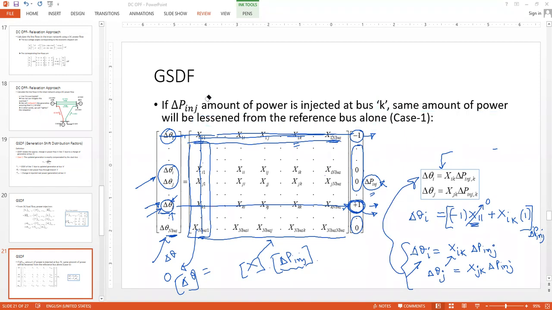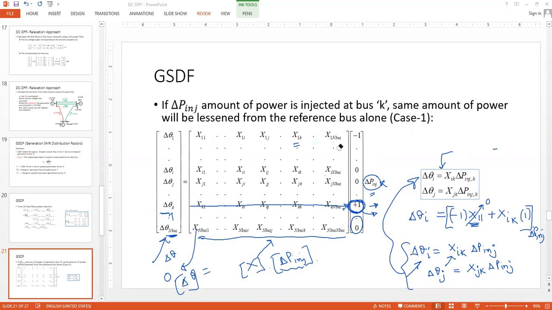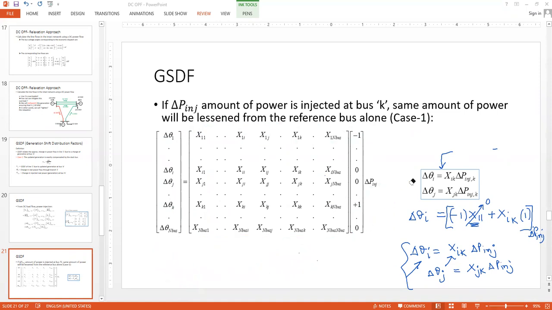So once we have this change in theta values obtained in terms of network parameters and power injection at the kth bus, we have obtained some useful information. We will use it later on. So remember, del theta i is xik into del P injected k. We'll keep this as it is because we will need it later on.